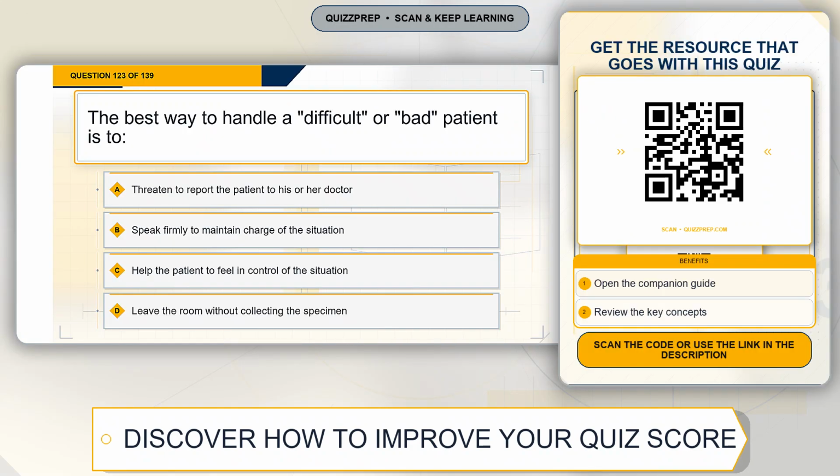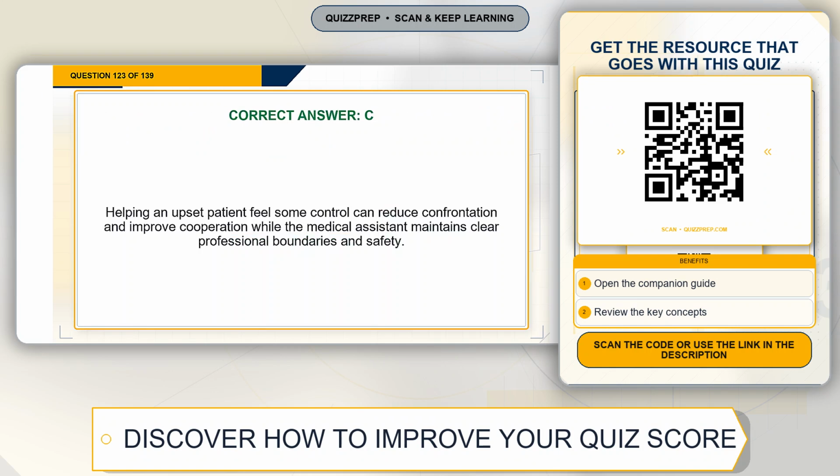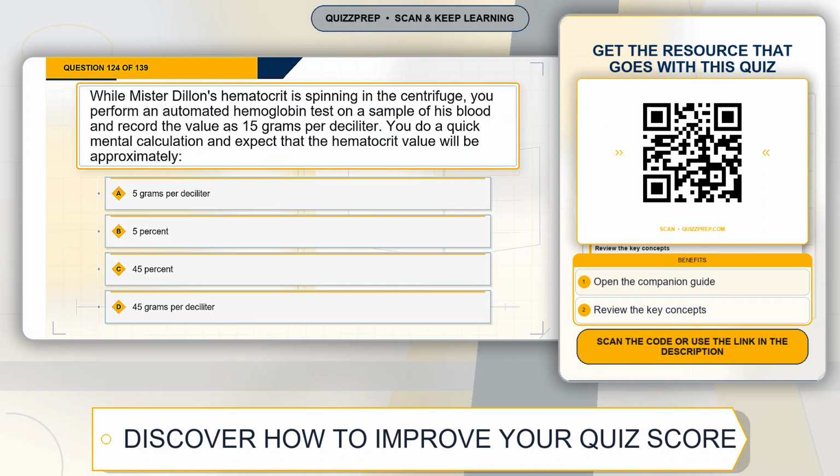Question 123. The best way to handle a difficult or bad patient is to Option A, threaten to report the patient to his or her doctor. Option B, speak firmly to maintain charge of the situation. Option C, help the patient to feel in control of the situation. Option D, leave the room without collecting the specimen. The correct answer is option C, help the patient to feel in control of the situation. Explanation. Helping an upset patient feel some control can reduce confrontation and improve cooperation while the medical assistant maintains clear professional boundaries and safety.